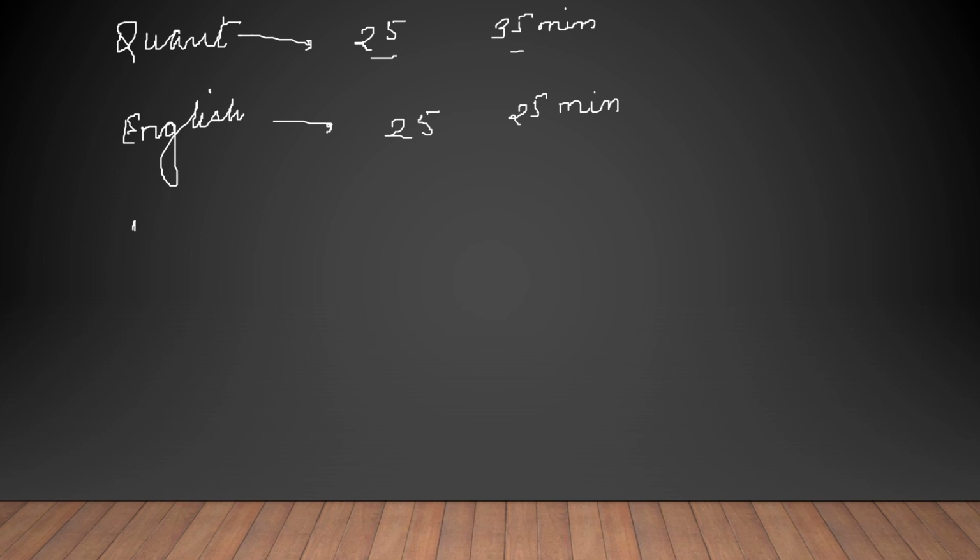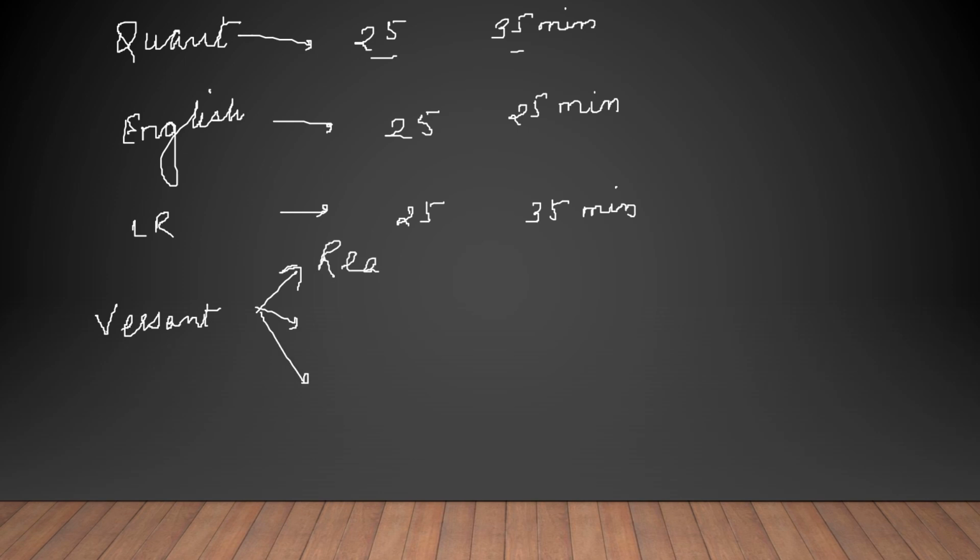The third and a very important segment is the LR section. Once again, the number of questions is 25, and the time required to complete these questions is 35 minutes at the maximum. Apart from these three segments, there is a very important, or I can say exclusive, section in the paper of Deloitte, that is the Versant test. The Versant test checks your reading skills, listening skills, and analyzing capabilities.